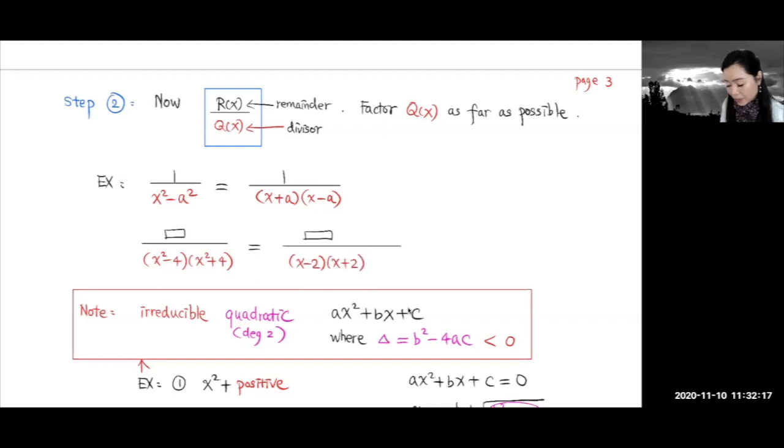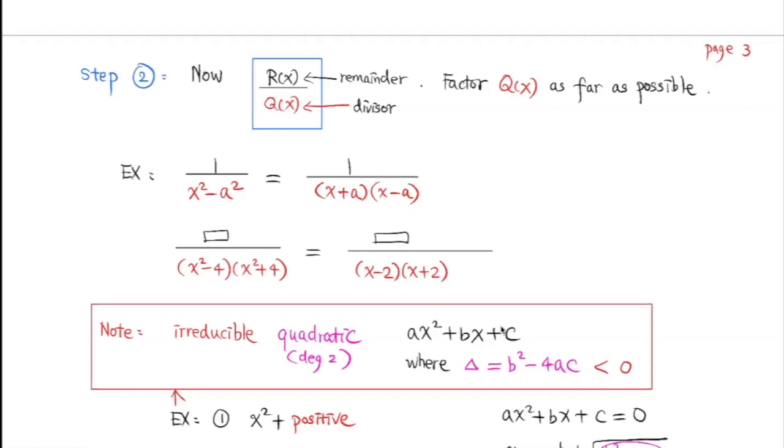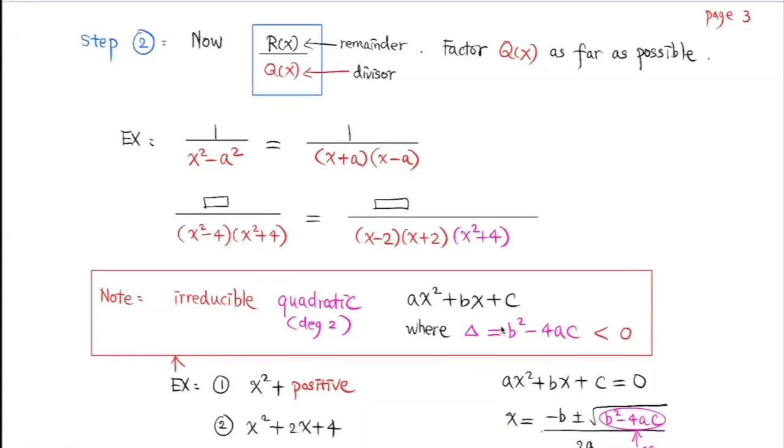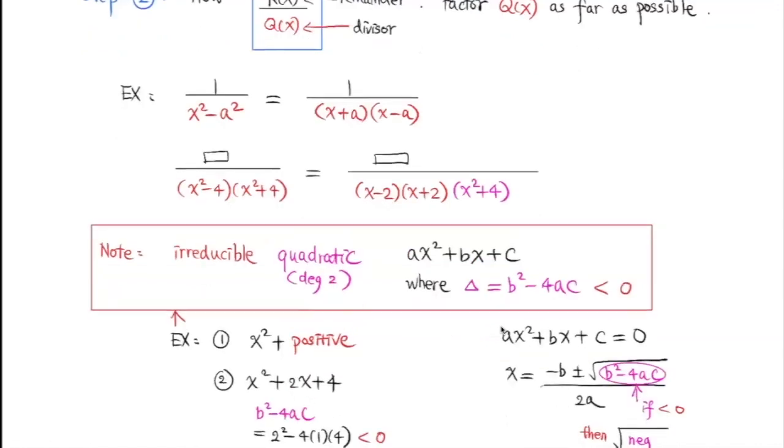What about this x squared plus 4? What do you think? I don't think it's factorable. Yeah, it cannot be. So it is something we call an irreducible quadratic. Quadratic has something to do with the square. So if it's degree 2 over here, this polynomial is called quadratic. It's irreducible, which means you cannot reduce it any further. So how can you tell it's irreducible?